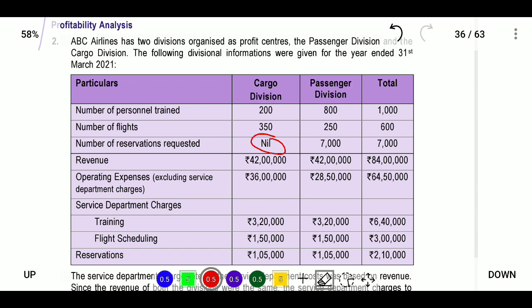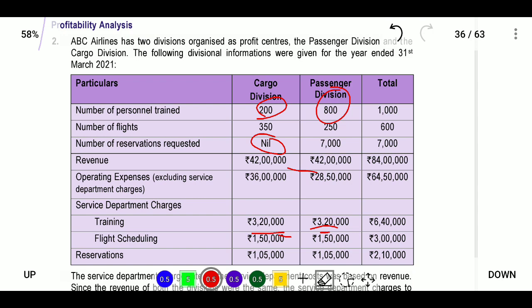Next, what are the service department charges? Training: 3 lakh 20 and 3 lakh 20. So they are charging the cost on an equal basis, because the revenue is also the same. But the persons trained in cargo are only 200 and in passenger 800. Here they charge 3 lakh 20 for 800, and here they also charge 3 lakh 20 for 200 persons. It is not correct.